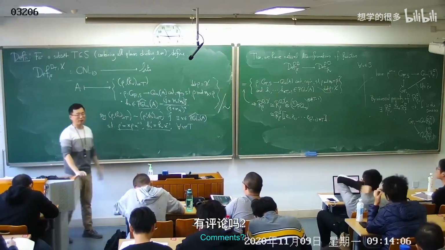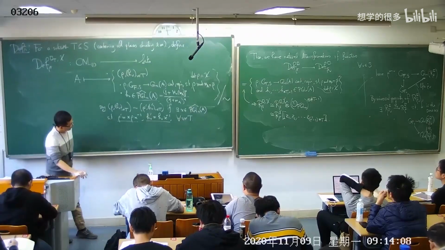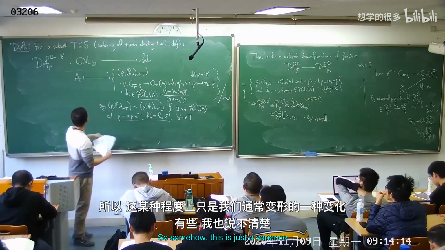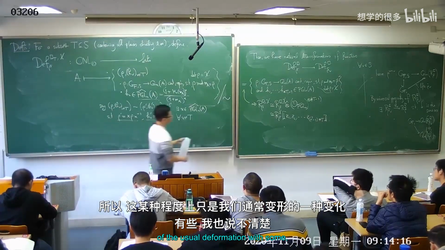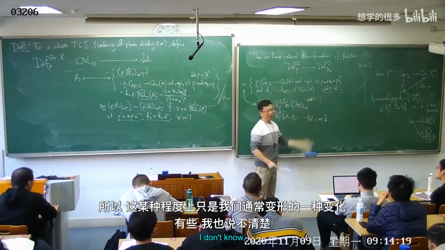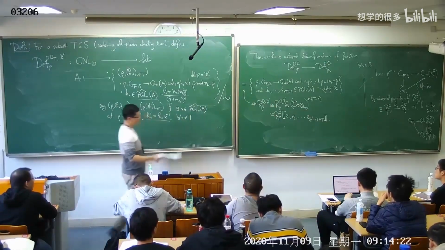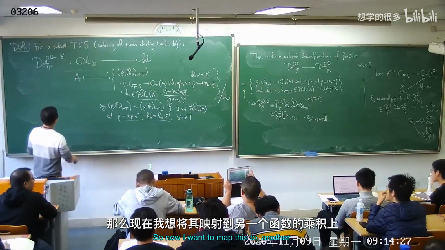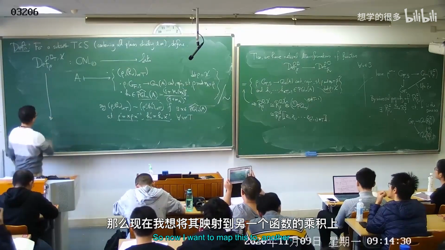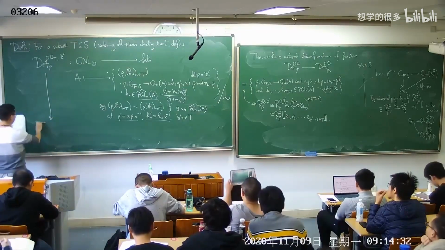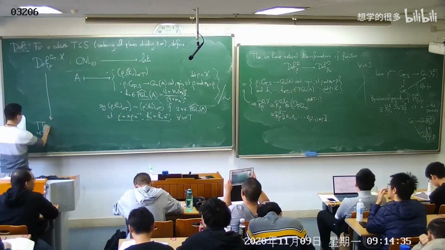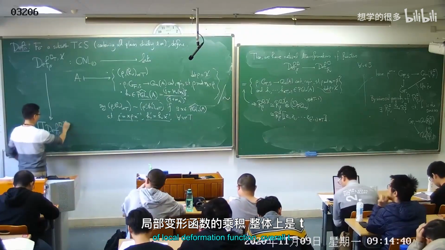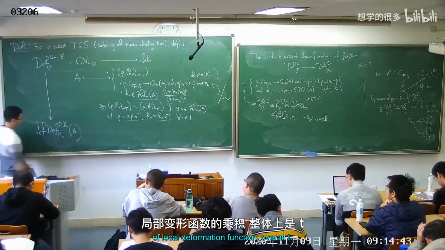Other questions? Comments? So somehow this is just a variant of the usual deformation ring with some not so important things. So now I want to map this to the product of another functor, the product of the local deformation functor over all t.